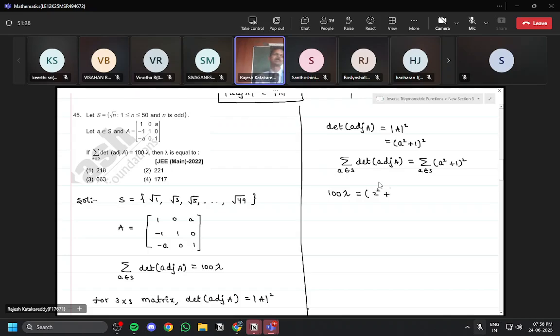First I substituted a equal to root 1. If I substitute a equal to root 3, root 3 whole square is 3, 3 plus 1 is 4, so we have 4 square. Next you will get 6 square, 8 square and so on. We are going till 50 square. If you want, you can substitute a equal to root 49. It is 49 plus 1, which is 50, so 50 square.